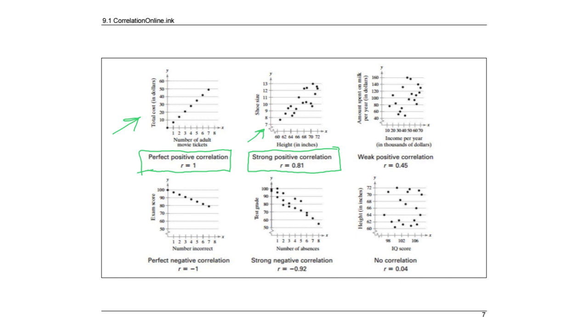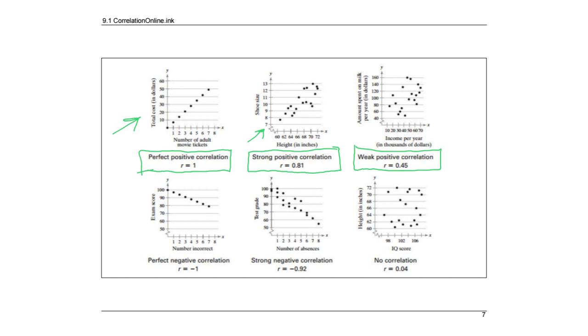Then this last one on the first row, we have income per year and amount spent on milk per year. This one's kind of all over the place. Not quite enough to say no correlation, but if we drew a line on there, you can see there's a lot of data points off of that line. So we're going to say that this is a weak positive correlation. We can still see that it's positive, but it's not very good. And so we have R equals 0.45. At that point, you might want to look at some different shapes to try to get this data to fit together, or maybe you're looking at the wrong data and you need to look at a different variable.